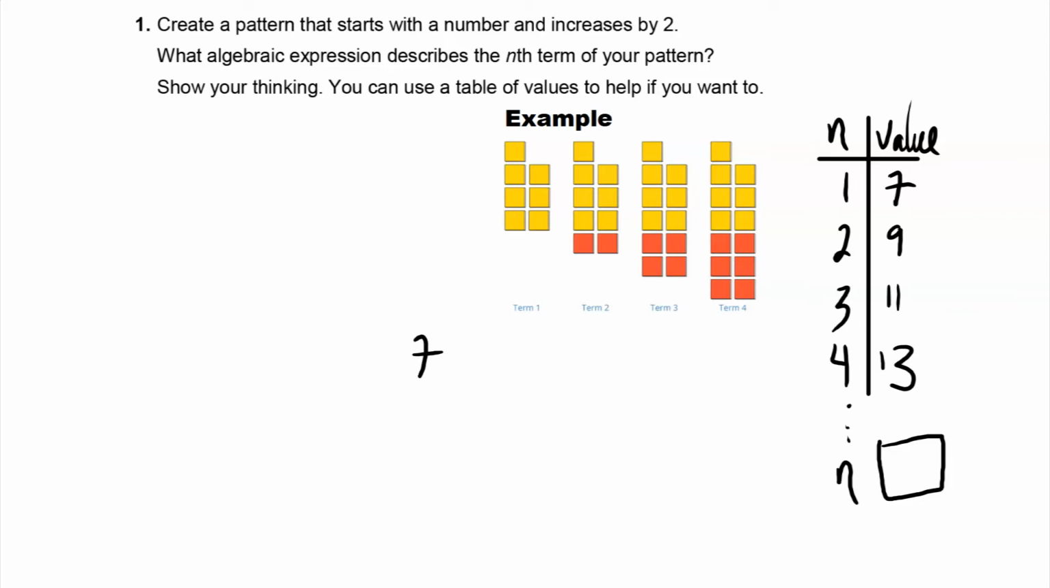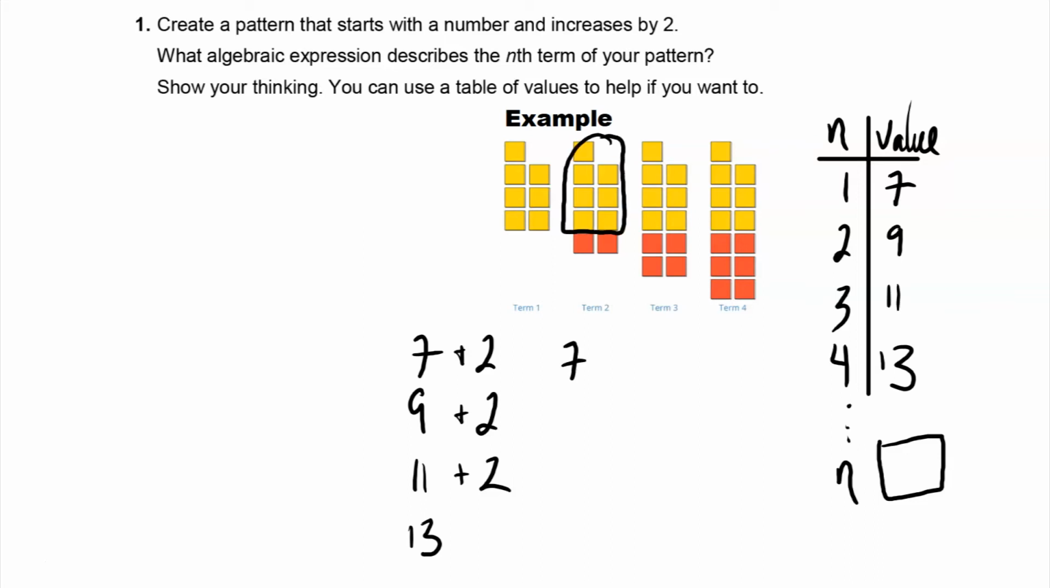So let's see what's happening here. We start off with 7, and then we add 2 to get 9, and then we add 2 to get 11, and then we add 2 to get 13. And we're going to keep adding 2. But if we've started with 7, you can see that even though it's the second term, we're only adding one group of 2. And it's the same thing here. Even though it's the third term, we only have 2 groups of 2. And similarly, in the fourth term, we have 3 groups of 2. So the number of groups is again going to be 1 less than the term number.